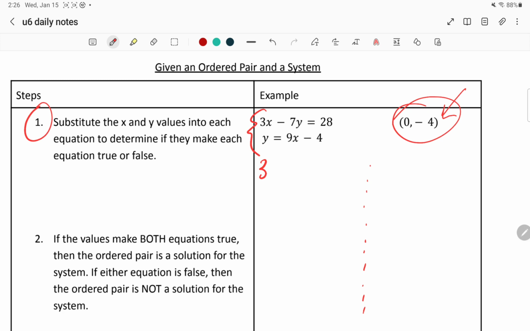and I'm going to start off strong. So in my first equation, I have 3x. Remember, when there's nothing there, it's multiplying. So 3 times my x value is 0. Minus 7 times y, which is -4. And that equals not 18, 28. Again, I'm going to do it over here. I have y equals, remember my y value is -4, 9 times 0 minus 4.